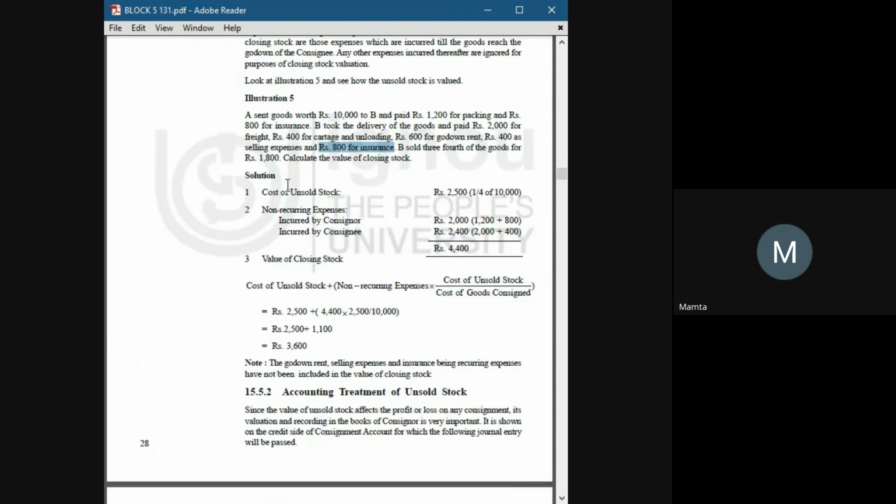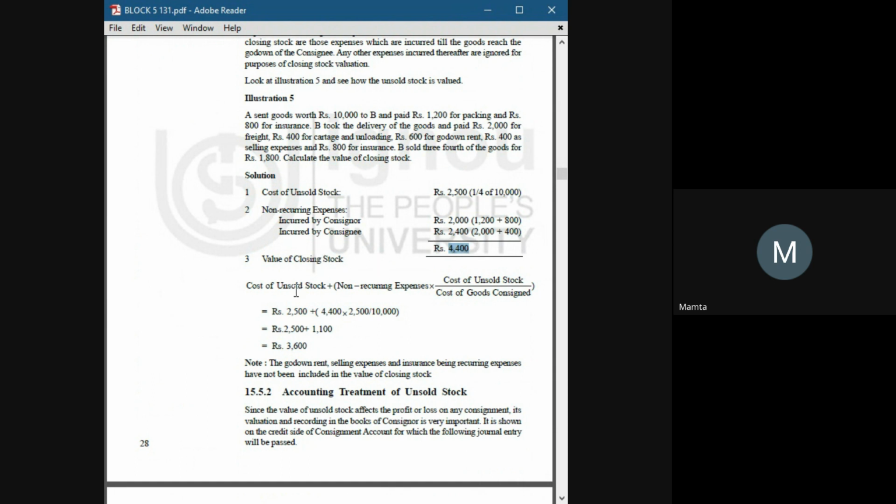So according to the formula, we just add these things, 1,200 plus 800. These are the non-recurring expenses incurred by the consignor. All expenses incurred by the consignor would be added here, and all expenses like unloading, cartage and freight, meaning the money we spend on those goods till the godown. Once they reach the godown, we will not add any kind of expense in those unsold goods. So that's why we have added this 2,400 rupees. So this is 4,400, the value of closing stock.